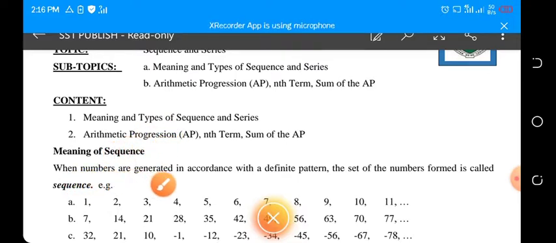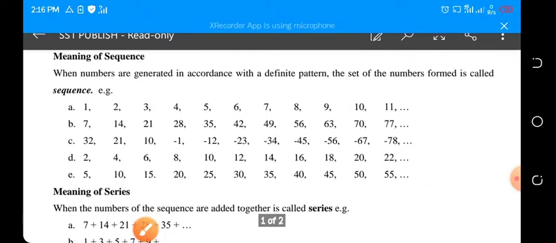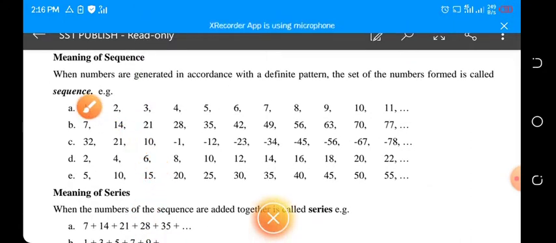When numbers are generated in accordance with a definite pattern, the set of the numbers formed is called a sequence. And these are the examples. Now, I have 1, 2, 3, 4, 5, 6, 7, 8, 9, 10, 11. I have 7, 14, 21, 28, 35, 42, 49, 56, 63, 70, 77. 32, 21, 10, minus 1, minus 12, minus 23, minus 34, minus 45, minus 56, minus 67, minus 78.